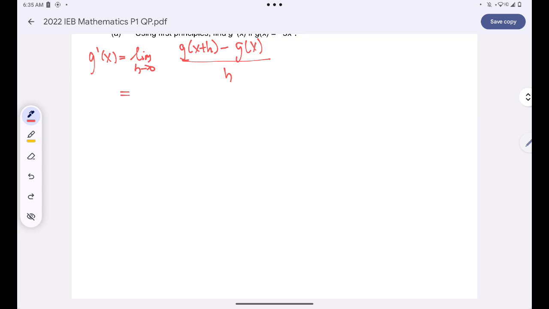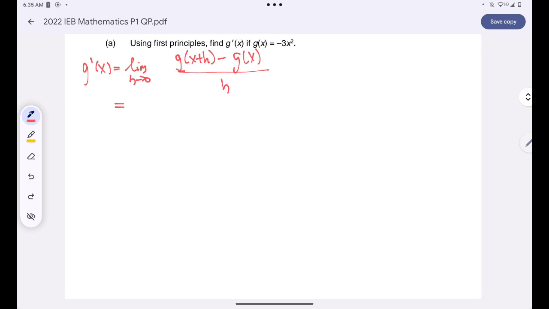The aim here, guys, is to just substitute 0 whenever you see h. But in this case, we cannot do that because we have an h at the denominator. When we substitute 0 at the denominator, the entire thing will be undefined. So the aim is to eliminate the h at the denominator first and then substitute 0 whenever we come across h.